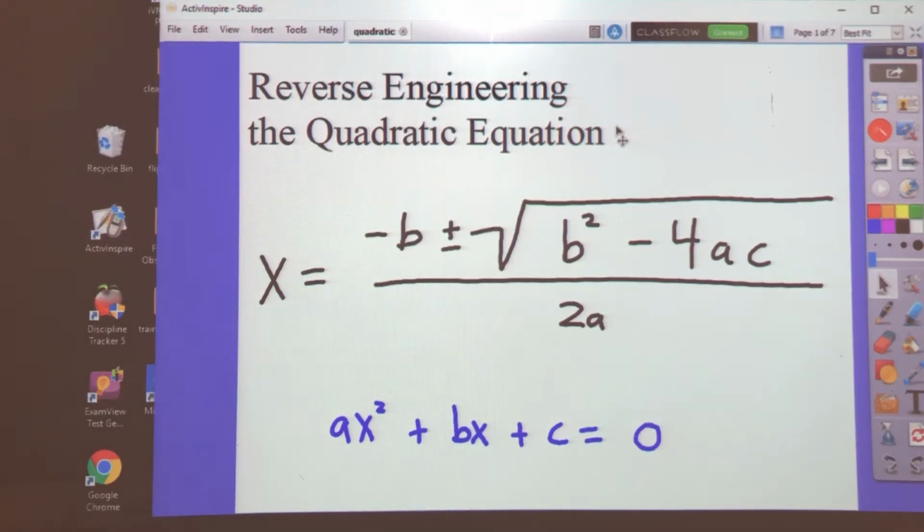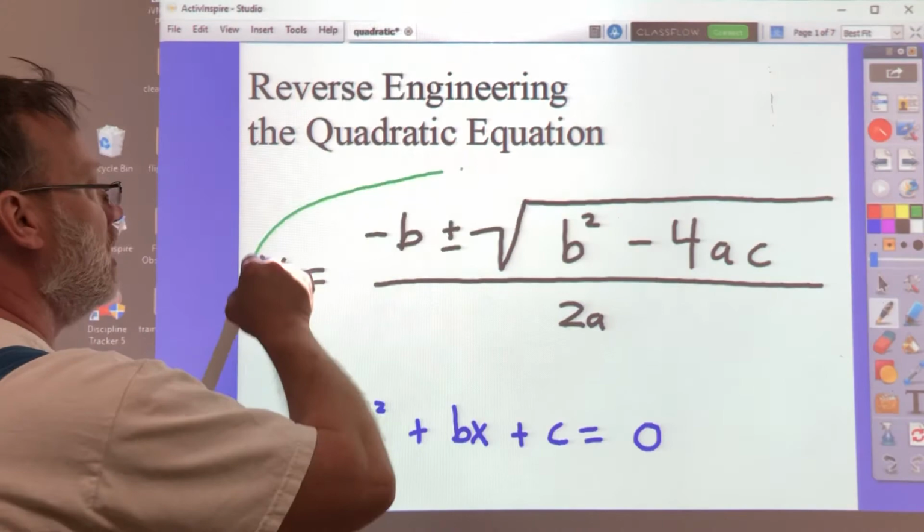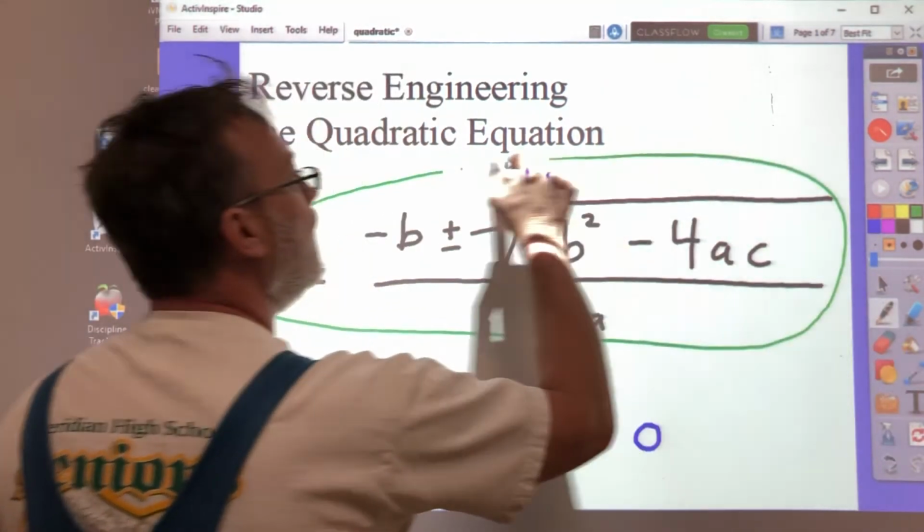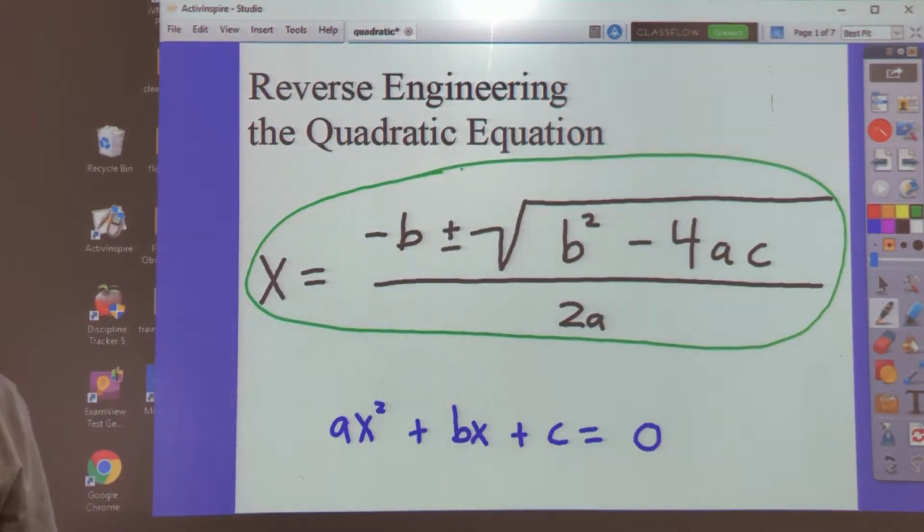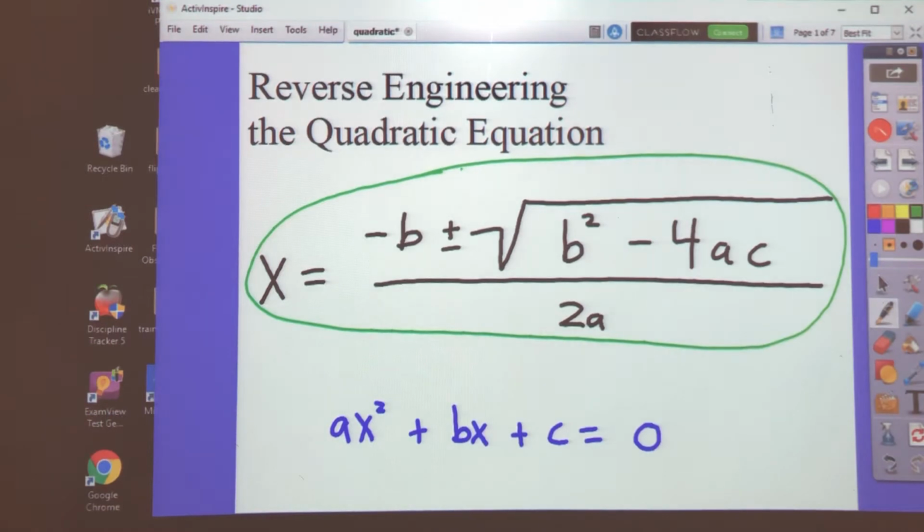Okay, reverse engineering the quadratic equation. If you've seen any of my other videos, you know I don't like it anymore when we just use equations without questioning how we get them and assume they're right. So we use this one starting in high school, I guess. I use it all the time. And where does it come from?